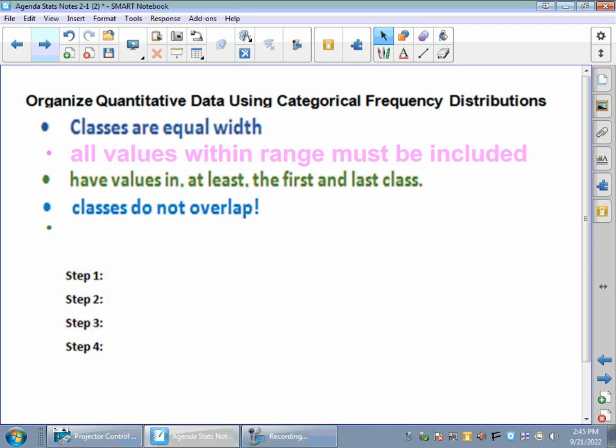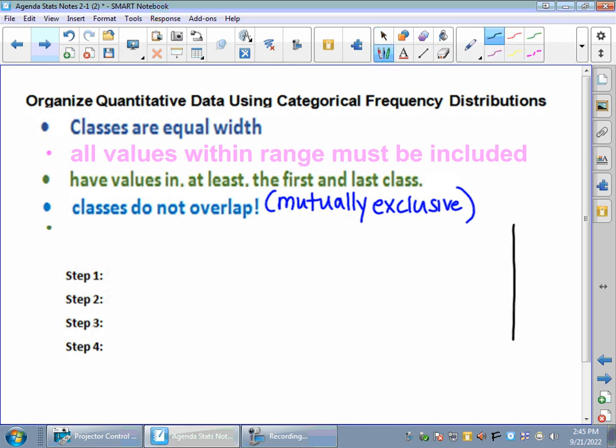The classes may not overlap. Another way to say this, if you're familiar with the term, the classes have to be mutually exclusive. I can't make it so that I've got a table, class and frequency.